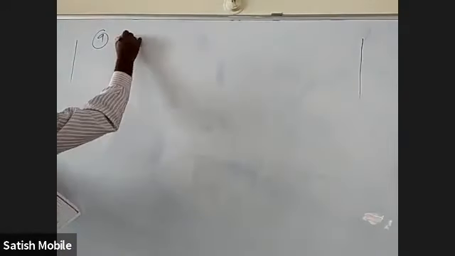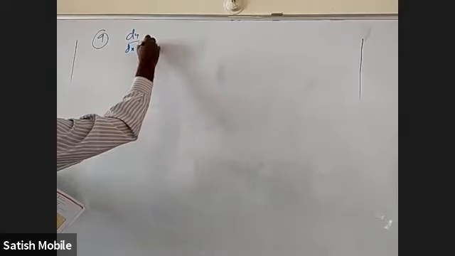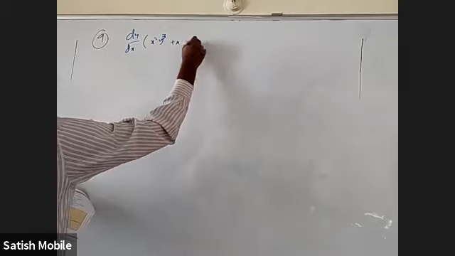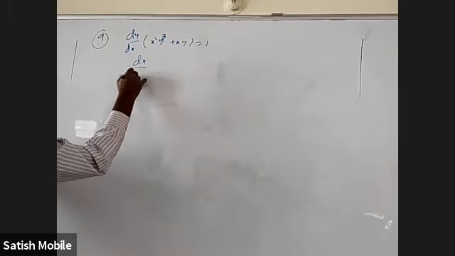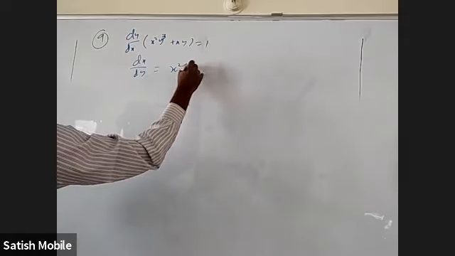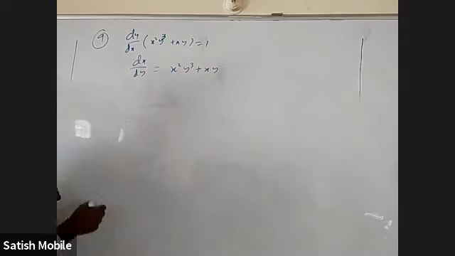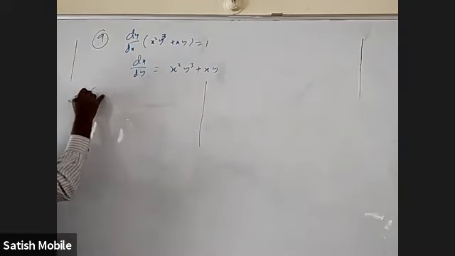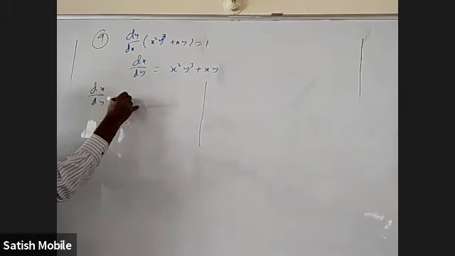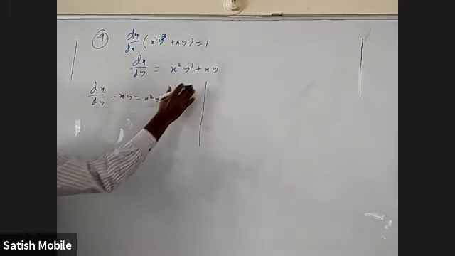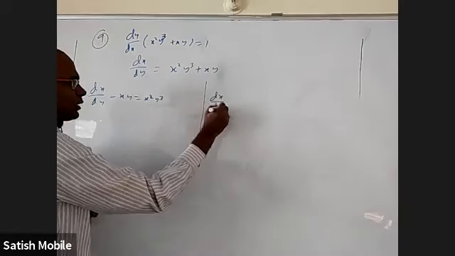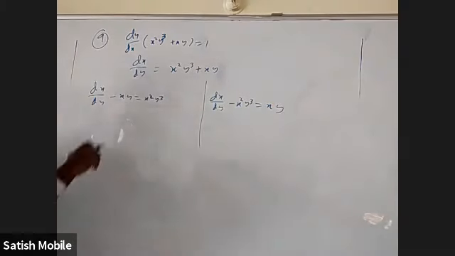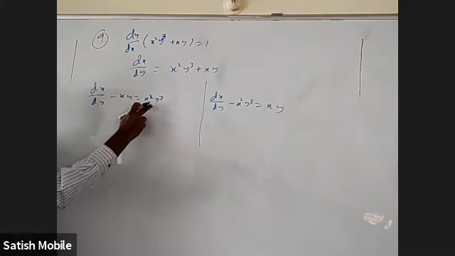Okay, so the question was dy by dx into x square y cube plus xy equal to 1. When you send this one to the other side, you'll get dx by dy is equal to x square y cube plus xy. And now, as I said, always there will be two things. We want to bring this one here, this one here. Dx by dy minus xy equal to x square y cube. Is that better? Or dx by dy minus x square y cube is equal to xy. If it is this, we don't want any function of x here, so I need to divide with x square.